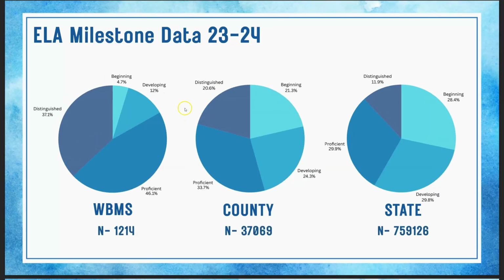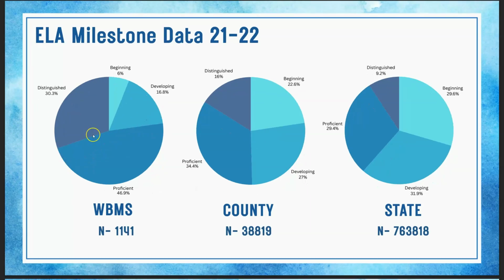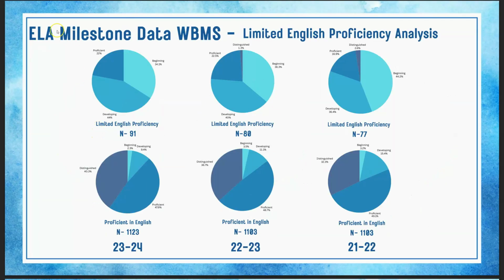So we'll get more steady data and be able to form better conclusions the further we get from that pandemic disruption. But it's important to note in the last 3 years, we have had a significant uptick in distinguished proficiency, which is scoring a 4 on the CCRPI data. So ELA milestone data, WBMS, this is limited English proficiency analysis.